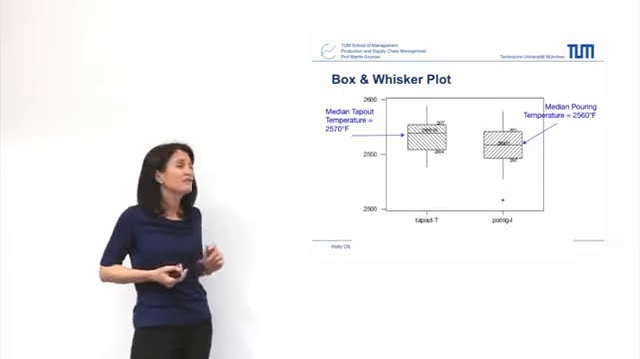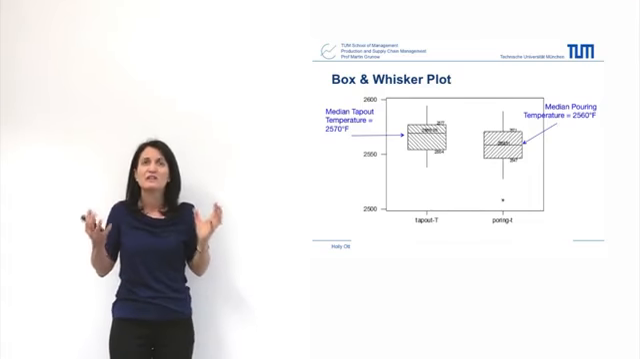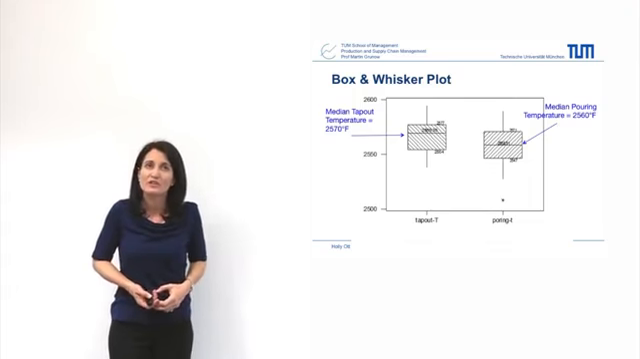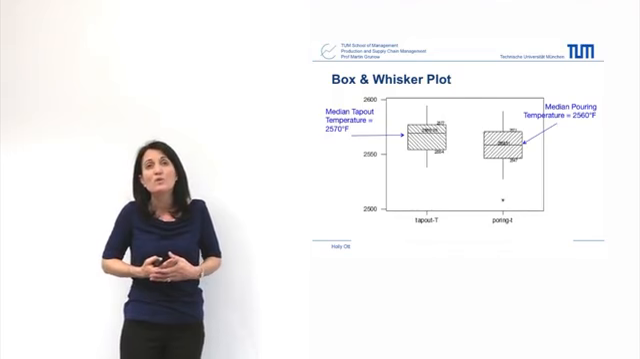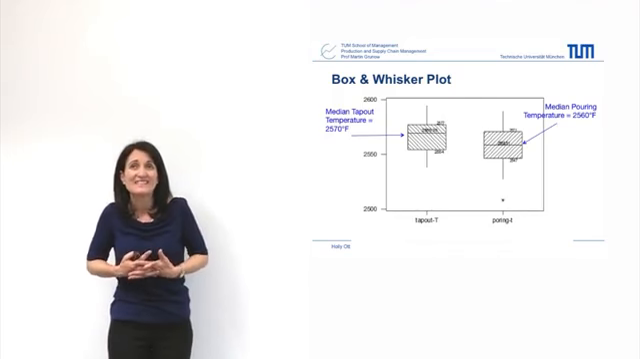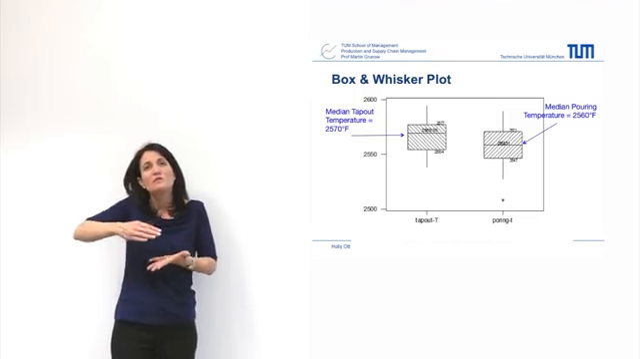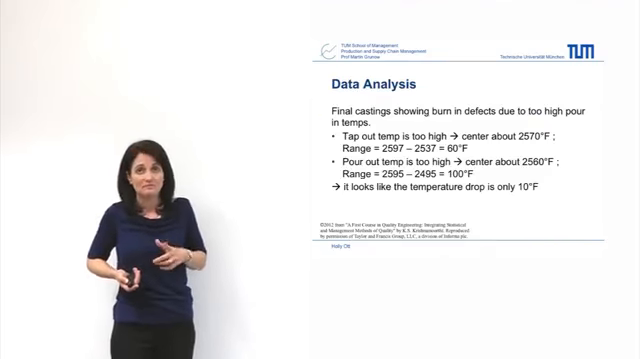So before we come to that, let's look at the box and whisker plot, because those diagrams told us a lot of information. But here, with the box and whisker plot, we have all that information in a very compact, concise way. And you can see for the tap-out temperature, we have a median temperature of 2,570, and for the pouring, we're at 2,560. That's not our target, that's too high. You can also see that the spread of the data increases slightly at the pouring temperature.